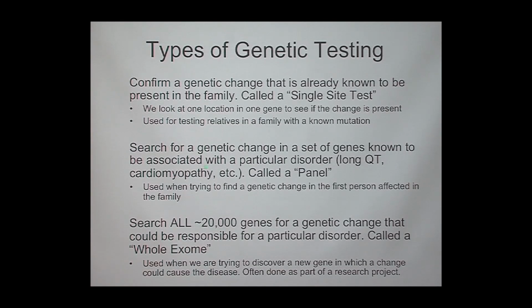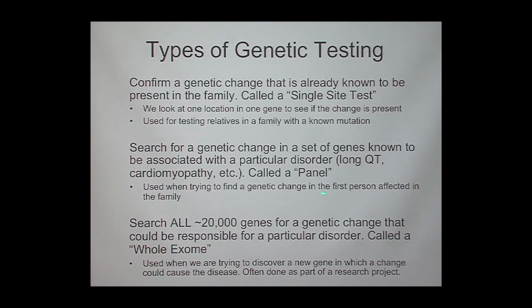You can search for a genetic change in a set of genes known to be associated with a particular disorder. And this is what we call a panel, where panels can be of varying sizes from a few dozen up to even 100 different genes. And that's because there are some hereditary cardiac conditions where there are many different genetic changes which can all cause the same apparent phenotype. And so just by examining the patient, you don't know which gene is involved. So you have to check many of them. And that's used when you're trying to find a genetic change in the first person affected in the family.